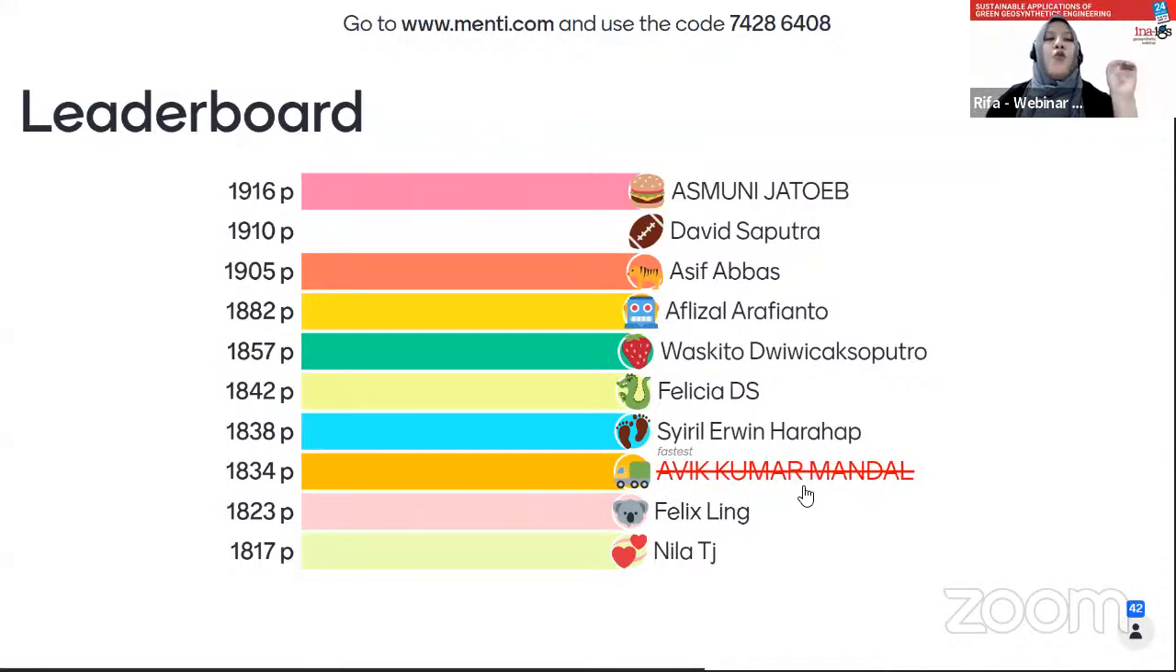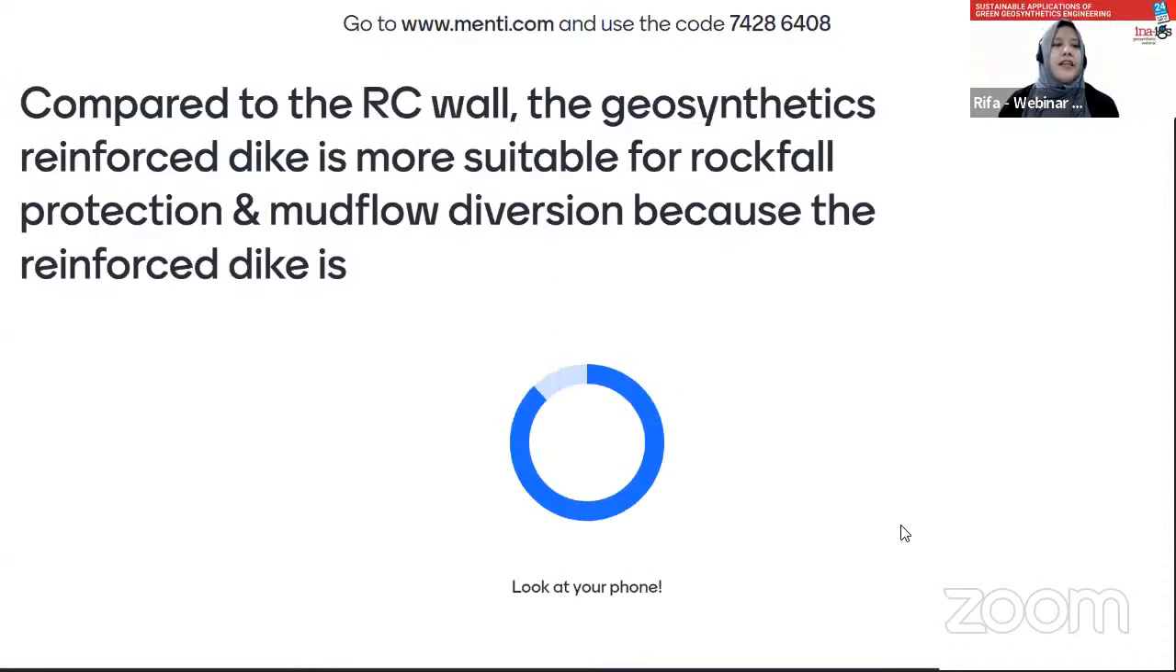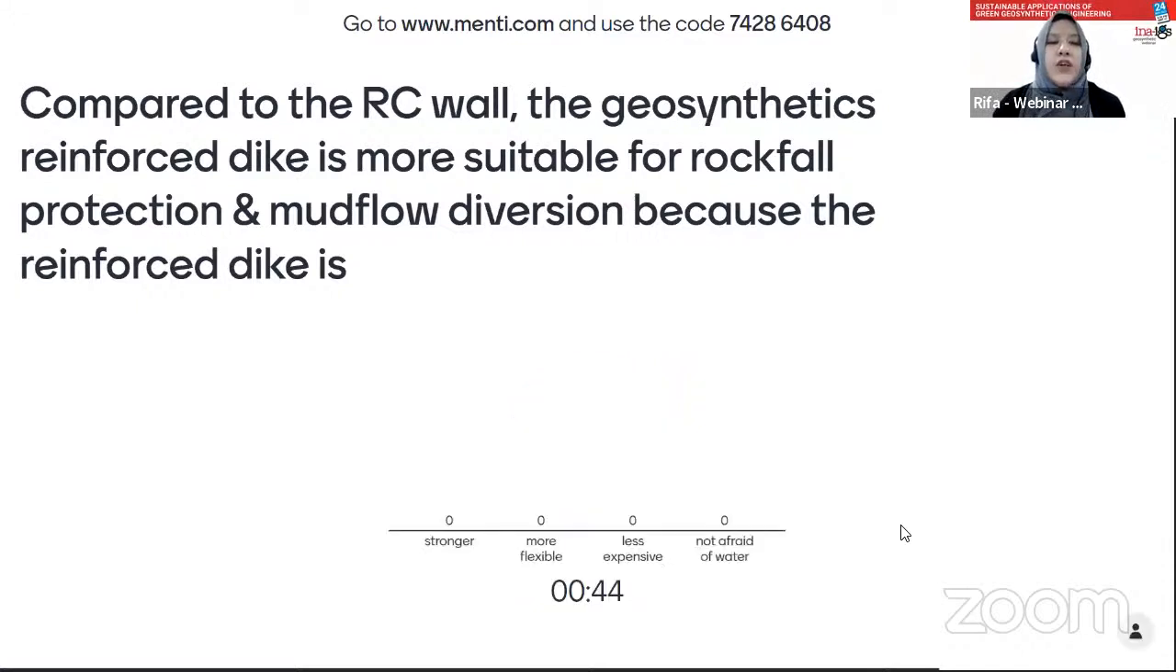You still have 1 more chance to get the prize for 3 winners. Let's go, last question. Answer fast to get more points. Compared to the RC wall, the geosynthetics reinforced dike is more suitable for rockfall protection and mud flow diversion because the reinforced dike is stronger, more flexible, less expensive, or not afraid of water.